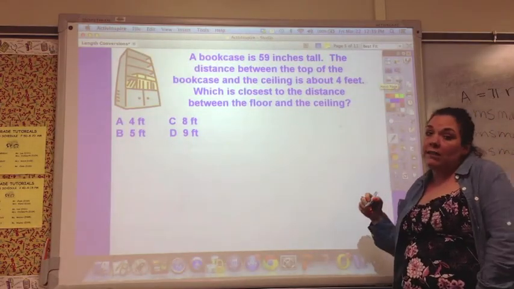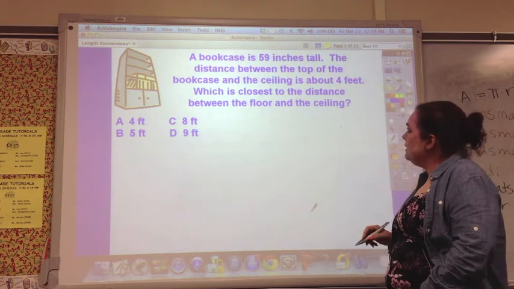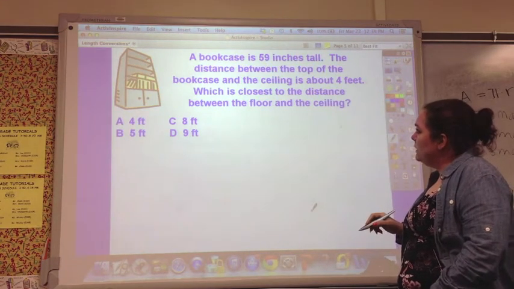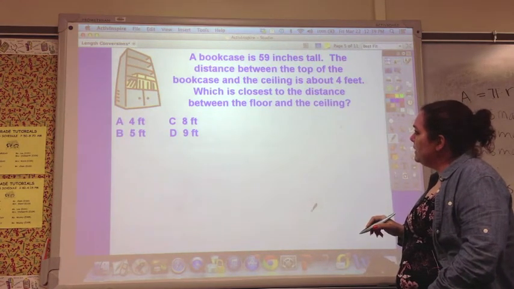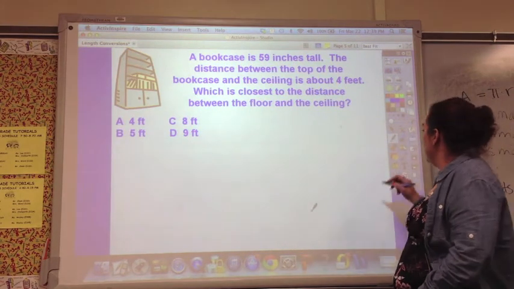Okay, so now you're going to see them in word problems. A bookcase is 59 inches tall. The distance between the top of the bookcase and the ceiling is about 4 feet. Which is closest to the distance between the floor and the ceiling?